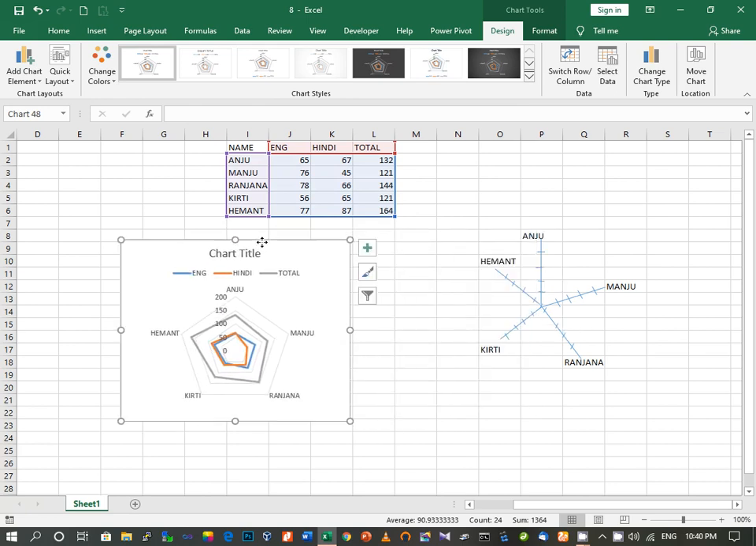Now, seeing this diagram, you can see that it looks like a spider's net, or we also call it a cobweb. Now how is this chart formed? Here the data will be plotted in the graph like this, and then the enclosed area will form the radar chart. For instance, suppose first I take this blue line, which is for English marks.